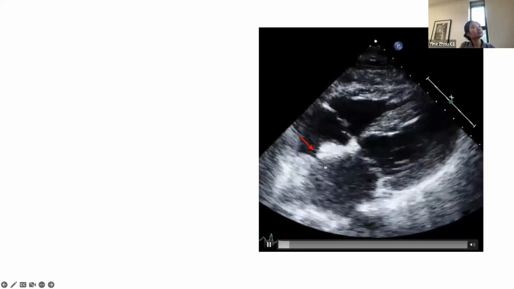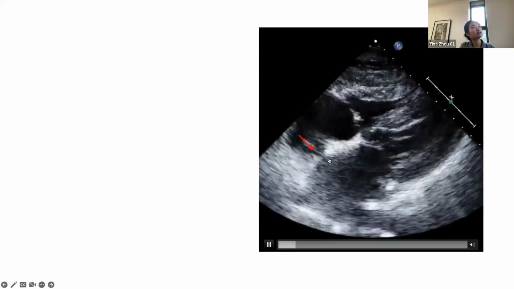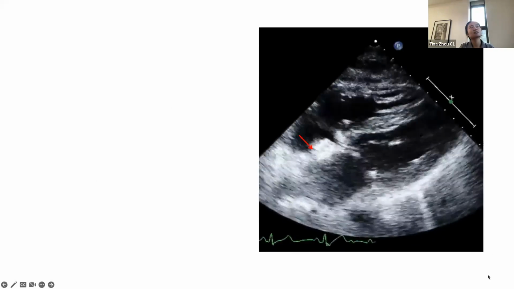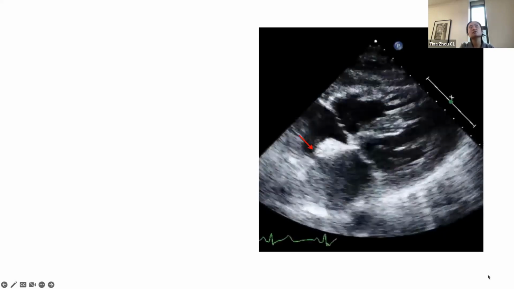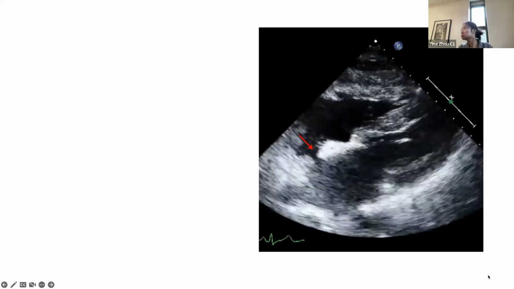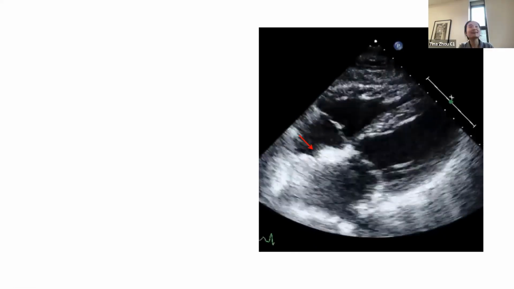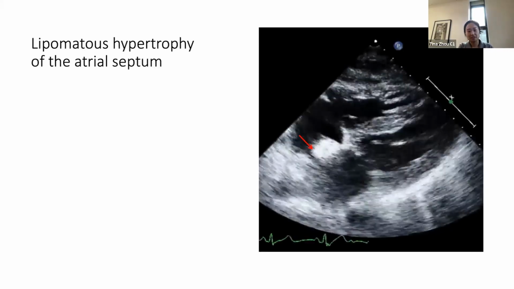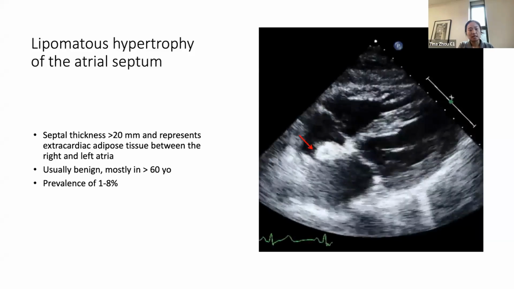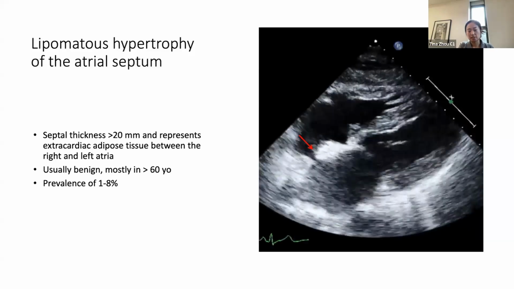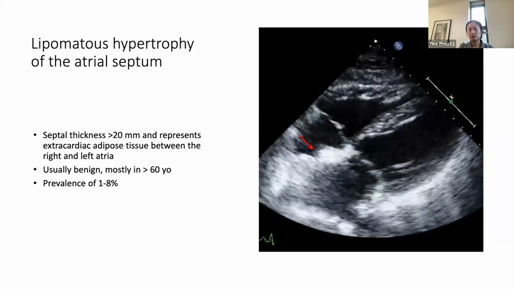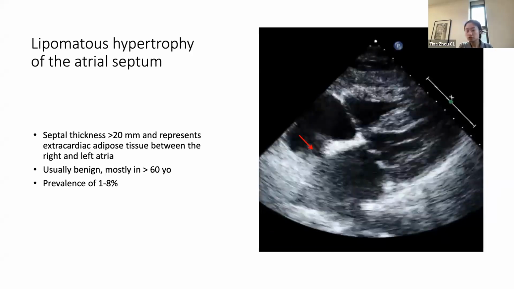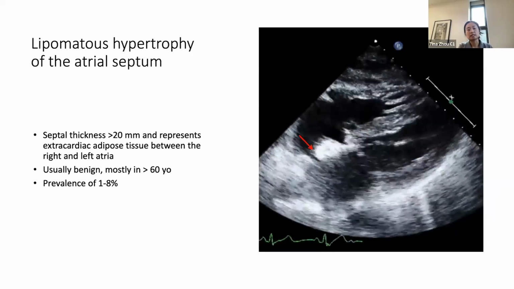Moving on, what is this thick structure over here? Is that a myxoma? Yeah, exactly. So it's the lipomatous hypertrophy of the atrial septum. Defined as septal thickness greater than 20 millimeters, and represents extracardiac adipose tissue between the right and left atria.